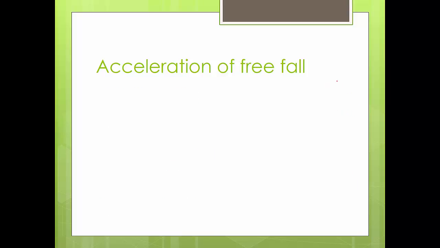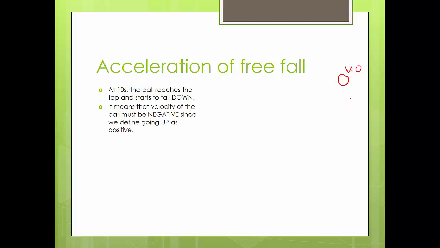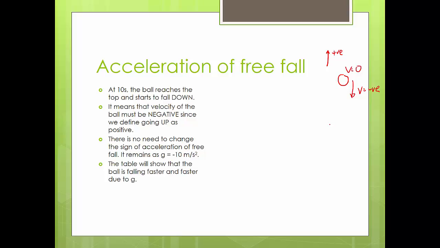After the object reaches the top, with velocity at 0, the object will start to fall down and down. If we treat going up as positive, then when the object goes down, the velocity must be negative. So there's actually no need to change the sign of the acceleration. It still continues as g equal to negative 10. The next table will show that the fall goes faster and faster due to g. The negative velocity just shows that it is traveling down, and the magnitude becomes bigger and bigger as time goes by.